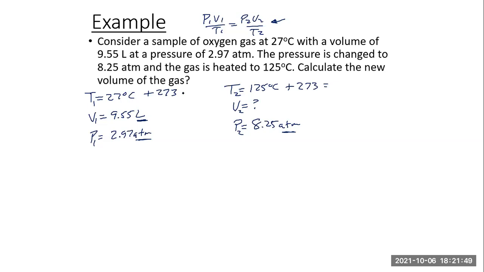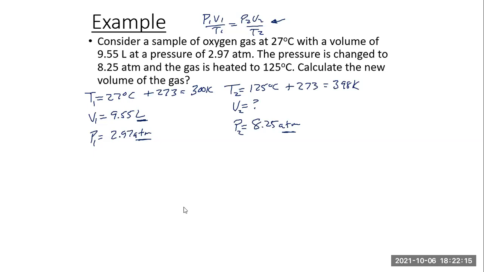Then that gets us 273 plus 27, that's 300 Kelvin. And 125 plus 273 would be 398 Kelvin. All right, so now we have everybody in the correct units.